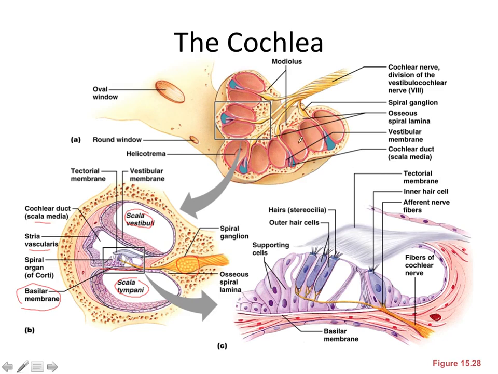Now let's take a look at this part. This is the scala tympani, and this is the scala vestibuli. We also have a membrane here between the scala vestibuli and the scala media. This is called the vestibular membrane.